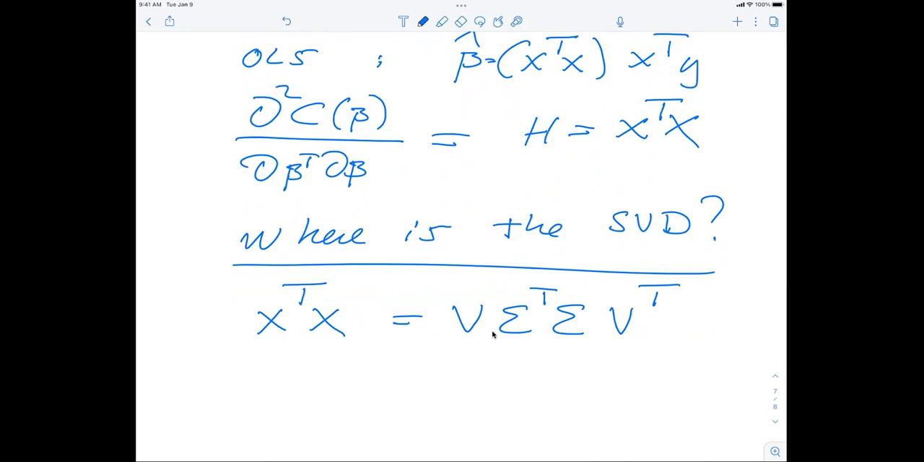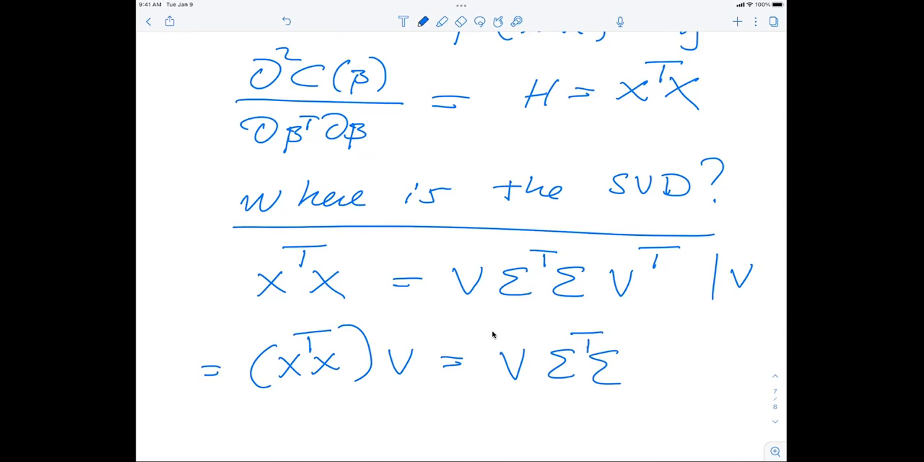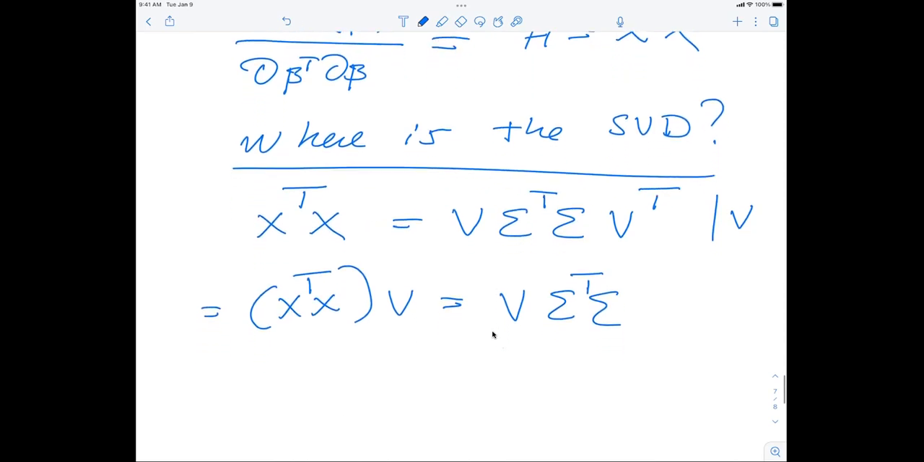So let's do one thing now. Let's just multiply with the V from the right. So we multiply with the matrix V. We get X transpose X times V, and this is V times Sigma transpose times Sigma. What is this?